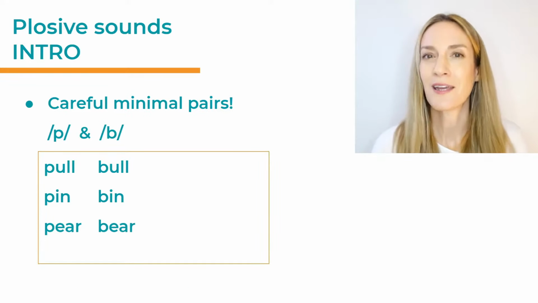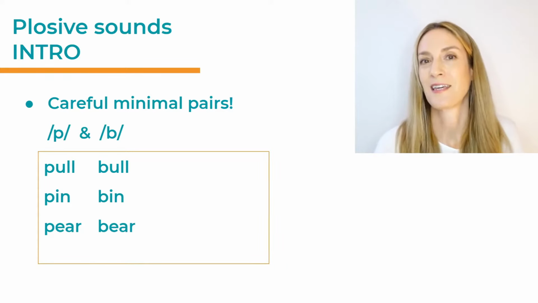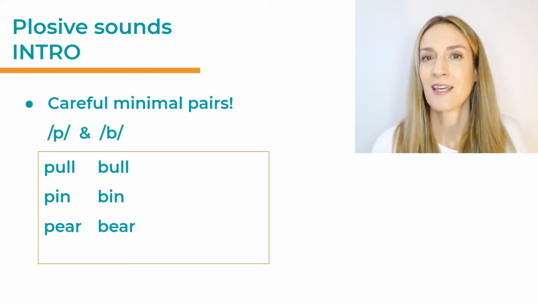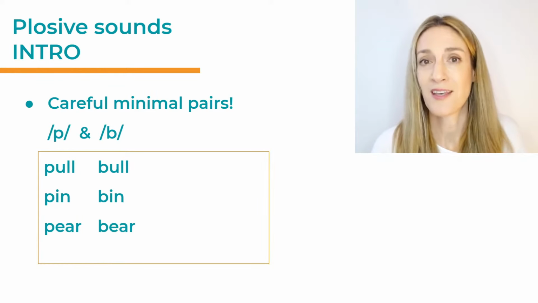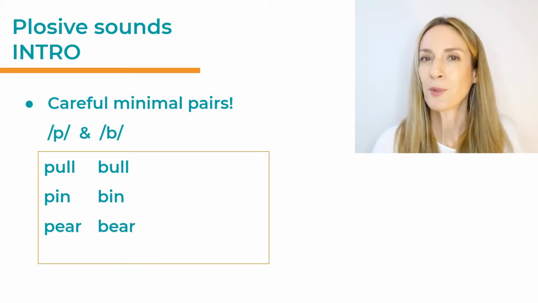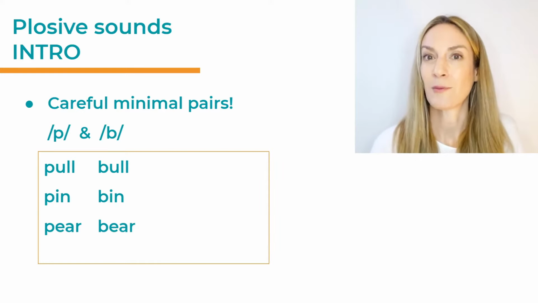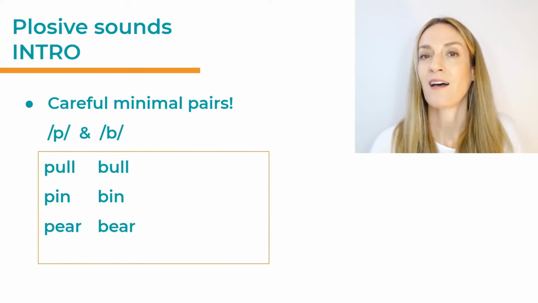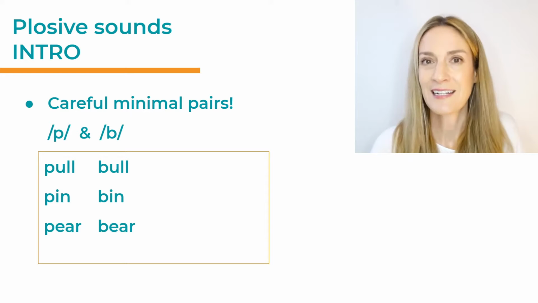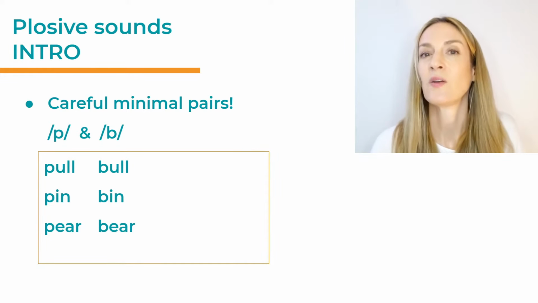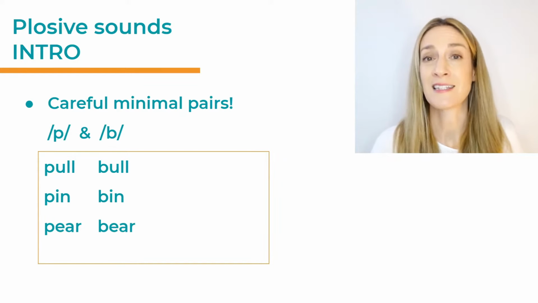Now we need to be a little bit careful with minimal pairs with these sounds. A lot of these sounds have minimal pairs, and if you don't remember what minimal pairs are, or you've never heard of them before, remember I have a whole video dedicated to minimal pairs. I will link to it in the description box below. Minimal pairs are a pair of words in English, and they sound exactly the same. They only differ in one sound in the same position, and so they have very different meanings, and that can be very tricky because they sound almost identical apart from that one sound, but the meaning is very different.